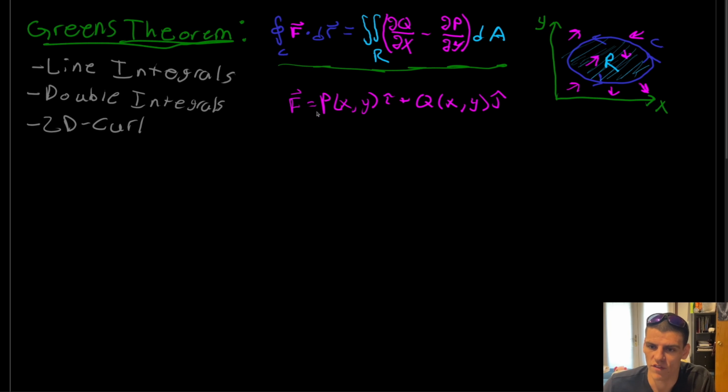Obviously that vector field F in this example is going to be in the format of some vector valued function with an i component that's some function of x and y, and a j component that's some function of x and y. So without further ado, we'll get on to the first section of the proof here.